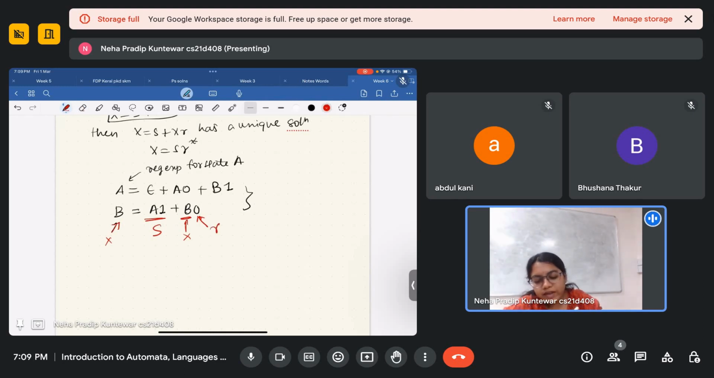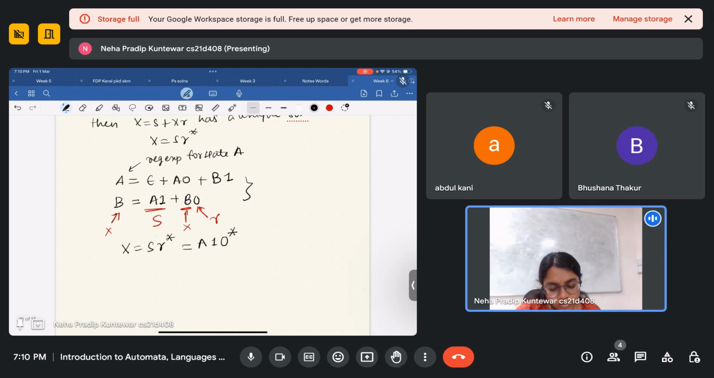Now we apply Arden's theorem because R does not contain epsilon. R is just 0 and it does not contain epsilon. So we can apply Arden's theorem directly. What does that give? It says X = S R star. S is nothing but A1 and R star is 0 star. So now we know that B is nothing but A10 star.